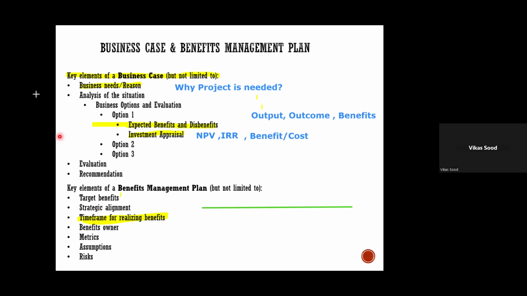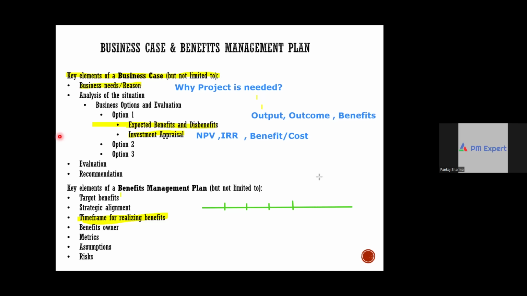I'll take an example of building highways and then making toll booths there. Once the highway is constructed, traffic starts flowing into it. That is when the toll will be collected, and that's when they start realizing benefits. So do you have a plan that, okay, in the first 6 months this will be the income, in the next 6 months this will be the income? Can we have a plan like this?